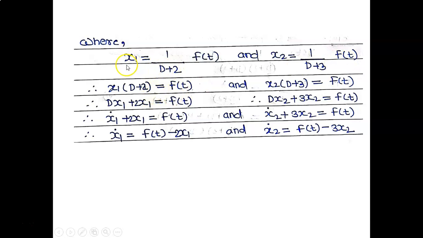Now, cross multiplication: x1(D plus 2) is equal to f(t). Therefore, Dx1 plus 2x1 is equal to f(t), so x1 dot plus 2x1 is equal to f(t). Therefore, x1 dot is equal to f(t) minus 2x1. Similarly, (D plus 3)x2 is equal to f(t). Therefore, Dx2 plus 3x2 is equal to f(t), where Dx2 means d by dt. Therefore, x2 dot plus 3x2 is equal to f(t), so x2 dot is equal to f(t) minus 3x2. Now we have got the x1 dot and x2 dot values. Now we will draw the computer diagram.